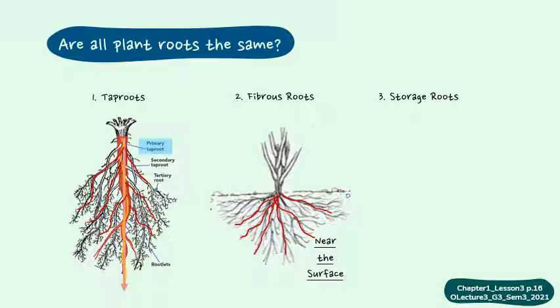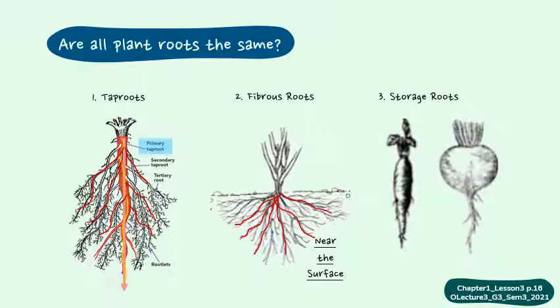Let's talk about the third type of roots, the storage roots. Some roots of plants are edible. This means that some plants store food in their roots to have enough food over the winter.